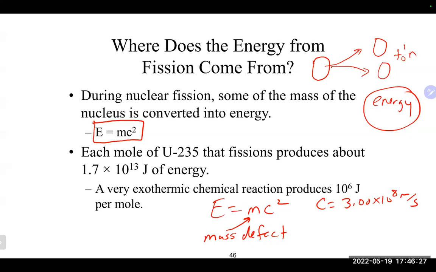But as a comparison, each mole of uranium-235 that goes through fission will produce about 1.7 × 10⁻¹³ joules of energy. And that is a lot of energy just being produced. If you compare it to a super exothermic reaction, it's producing about 10⁶ times the amount of energy. That is why they would use fission reactions in nuclear power plants. It generates a lot of heat and a lot of energy in that process. So that is the reaction that's used in nuclear power plants to power them, obviously, as opposed to traditional power plants.